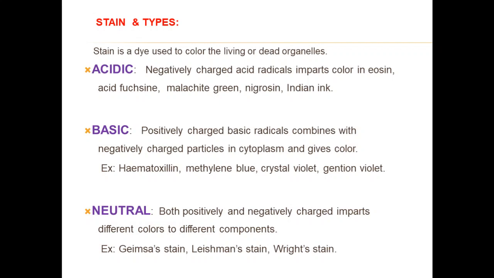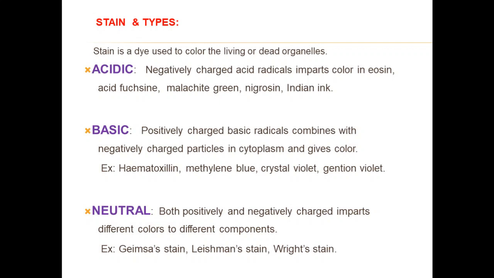Then basic stains. When we talk about basic stains, they have a positive charge, and when they have a positive charge, which part of the cell do they stain? They stain the negatively charged components of the cell. So for example, nucleic acid is negatively charged. It is a main important component in a cell. So these basic dyes which are positively charged stain the negative component of the cell. So examples are methylene blue, crystal violet, gentian violet. All these are examples of your basic stains.